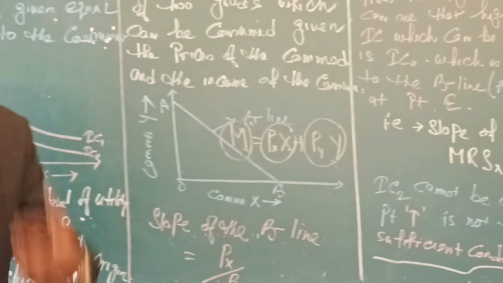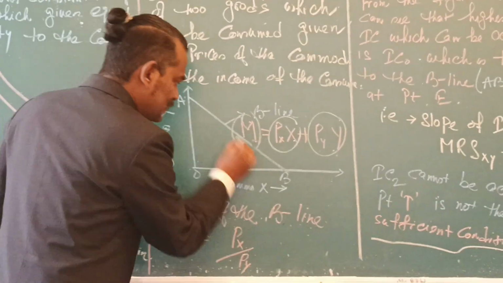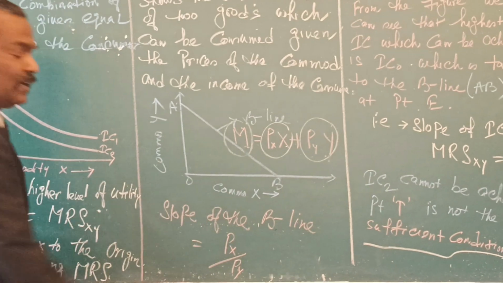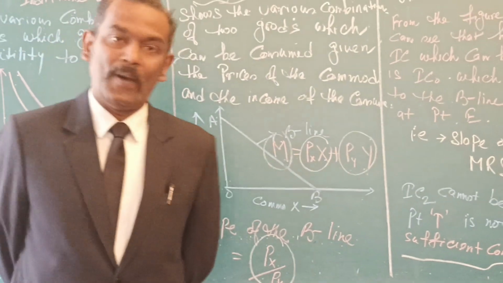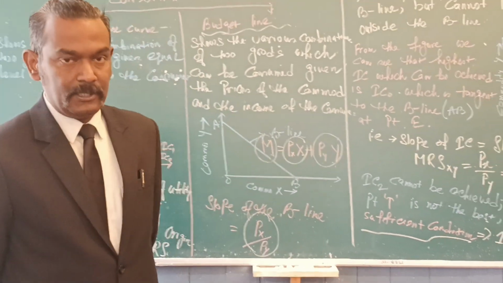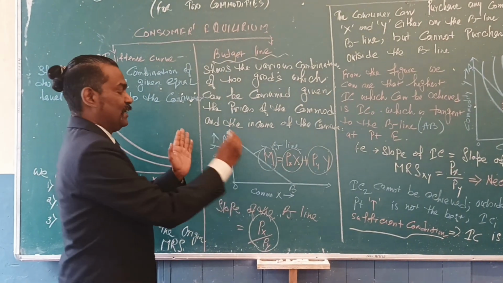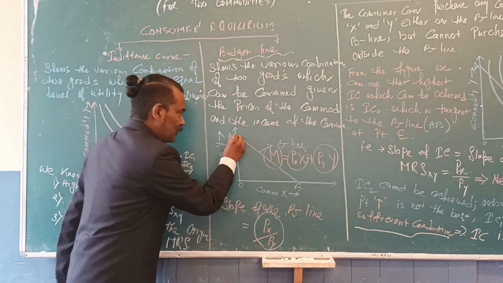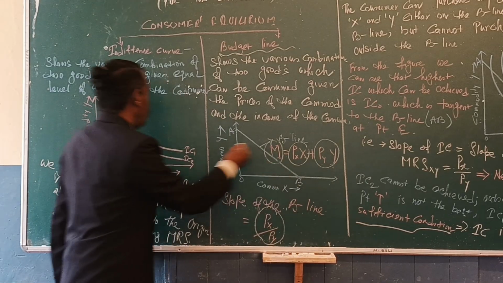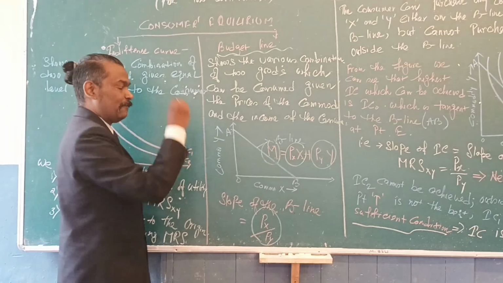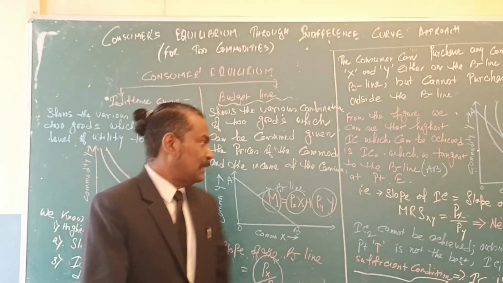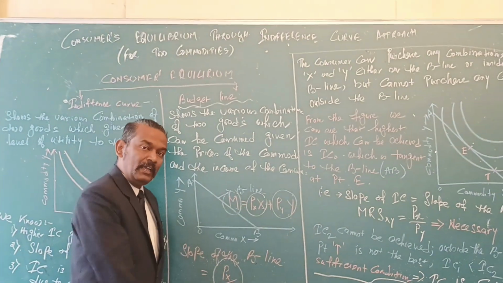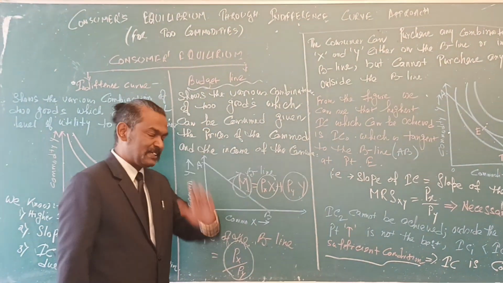What is the slope of the budget line? The slope of the budget line is the ratio of the price of x to the price of y. This also we have studied. So now, what is the aim of the consumer? If the consumer knows his budget line and if the consumer knows the indifference curve, the consumer will try to reach the maximum level of indifference curve given his budget line.